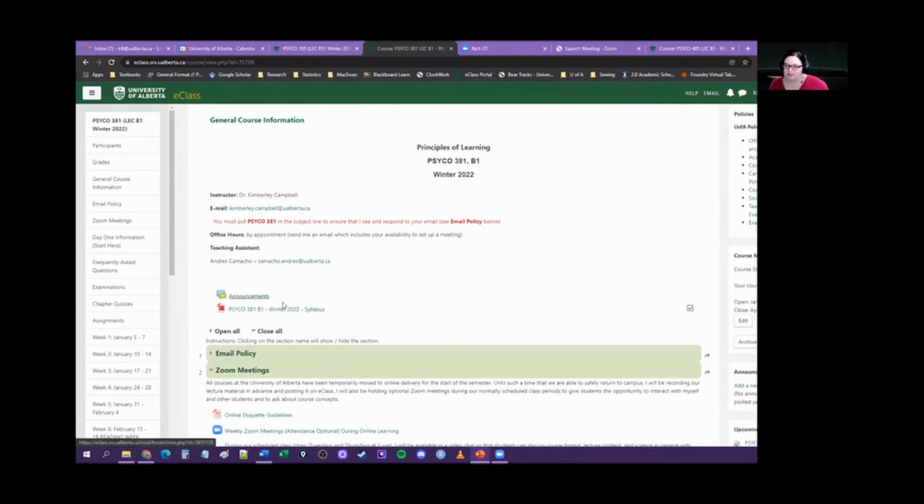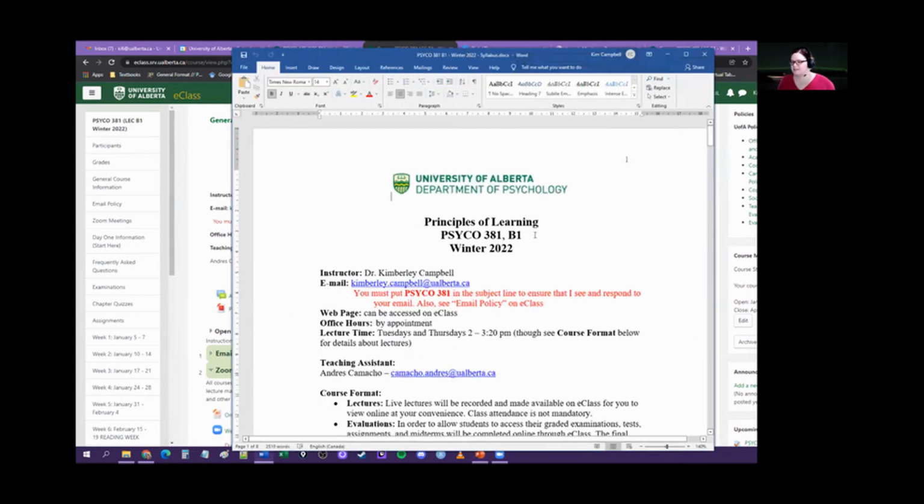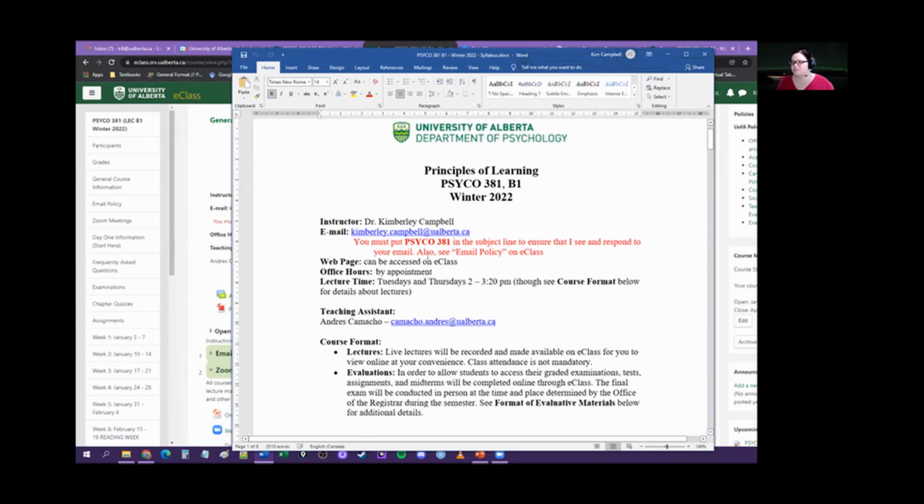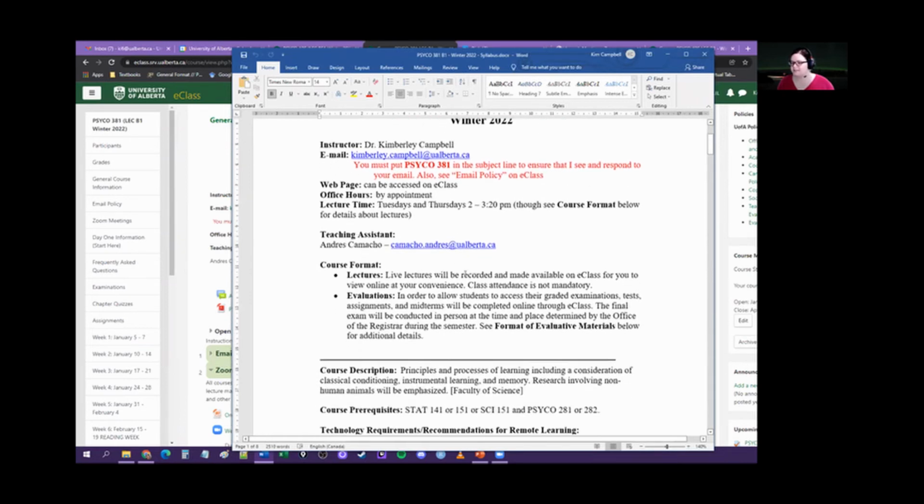But yeah, so this is our announcements, our syllabus. I can actually pull over our syllabus here. So this is the document that you will have gone through. It's a fairly standard syllabus document. It just lists our information for the class, talks a little bit about the lectures, evaluations. So I guess we can do that now.